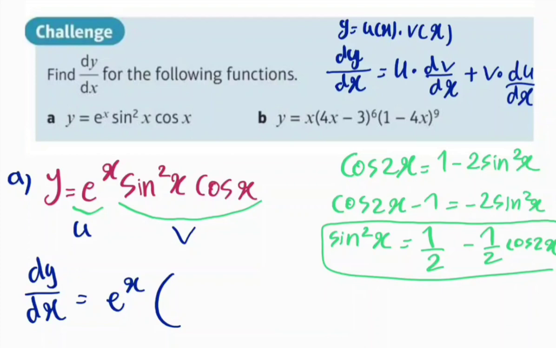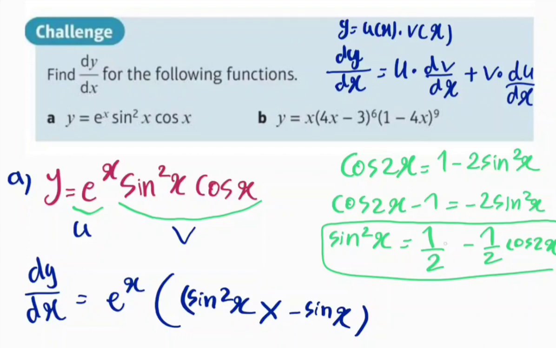Now let's apply the other product rule inside. Sine squared x is my first function, so I write that down, times the derivative of the second function, which is cos x. The derivative of cos x is minus sine x. And now I differentiate sine squared x, then that times cos x.